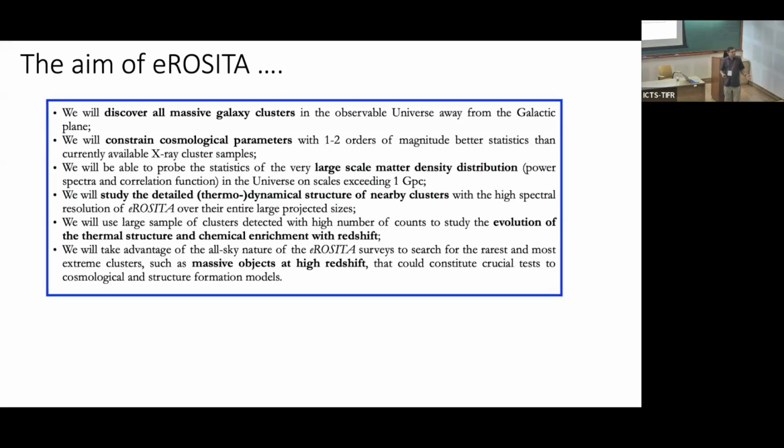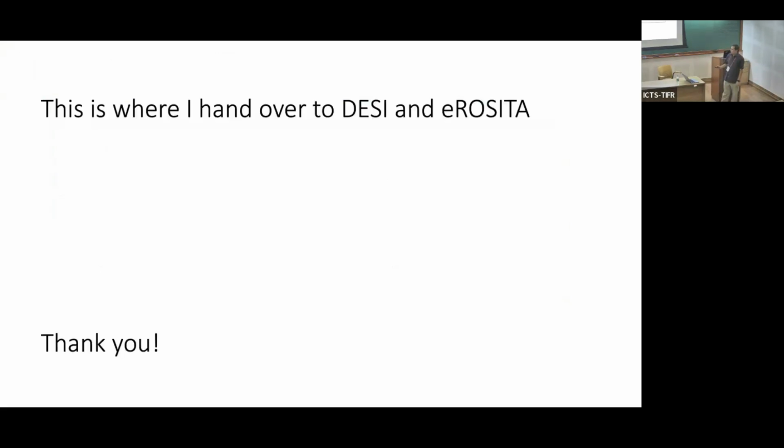Unfortunately, the eROSITA results that we'll see today don't have 100,000 clusters because of the Ukraine war. It was a Russia-German collaboration, so the collaboration fell apart. The satellite is still in the sky, it's not taking data, it's just wasting away. But the first numbers are out. So this is where I hand over to DESI and eROSITA to tell what exactly they have found after these 40 years of cosmology with large-scale structure. So I'll stop here. I think I've already gone over time. Thank you.